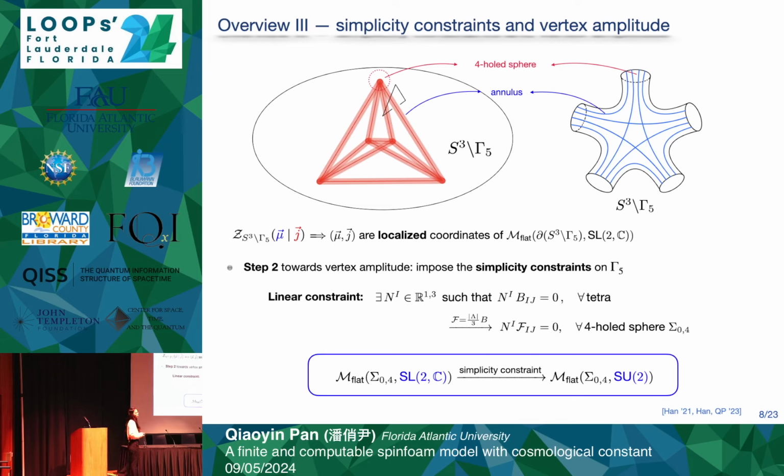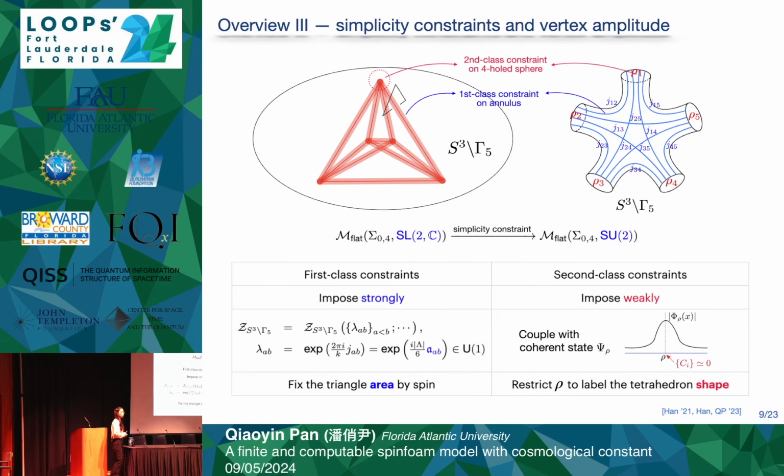Then we want to learn some lesson from EPRL. In EPRL, the simplicity constraint imposed is the linear constraint, which states that there exists a vector in R^{1,3} such that this vector is orthonormal to all the discretized B field in a tetrahedron. Because of the linear relation of the curvature and B field by the equation of motion, this constraint can be translated to the constraint for the curvature, which is that there exists a unique vector in R^{1,3} such that it's orthonormal to all the discretized curvature for the four spheres. And this statement is equivalent to restricting the moduli space of SL(2,C) flat connection on the four sphere to a moduli space of SU(2) flat connection on the same four sphere. So this is the simplicity constraint we want to impose on the Chern-Simons partition function.